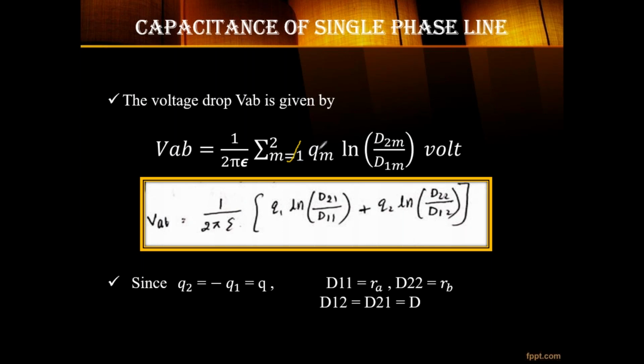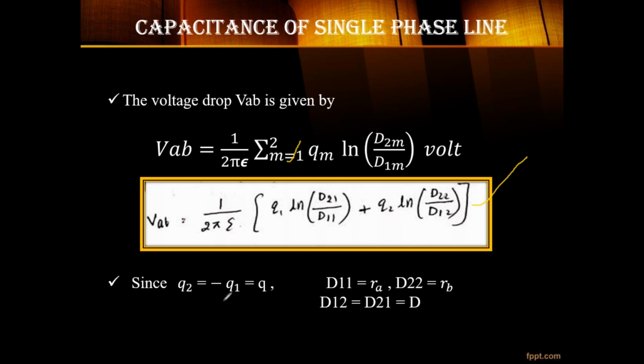So Q_M is the charge with respect to conductor 1, charge with respect to conductor 2, and d2 by d1. If you expand this equation with respect to 1 and 2, you will get V_AB, the voltage across AB, equals 1 by 2 pi epsilon times Q1 ln d21 by d11, plus Q2 ln d22 by d12. And this is the equation of the voltage drop across the two conductors A and B.